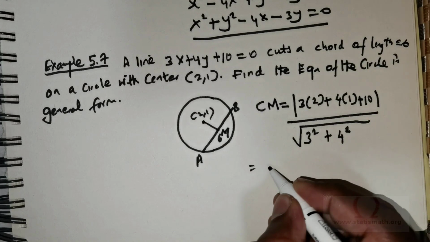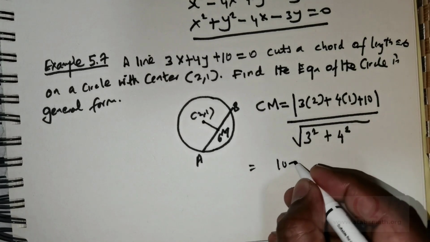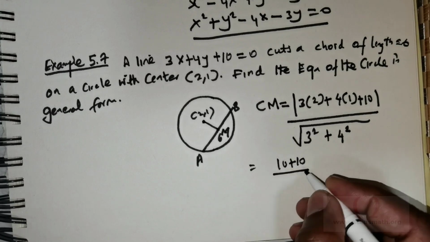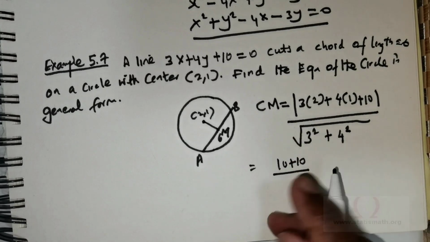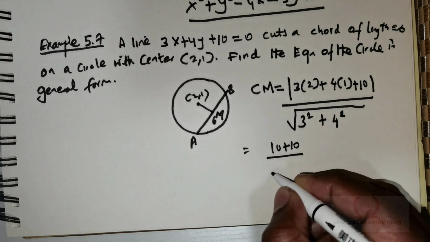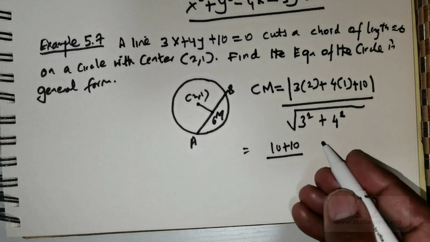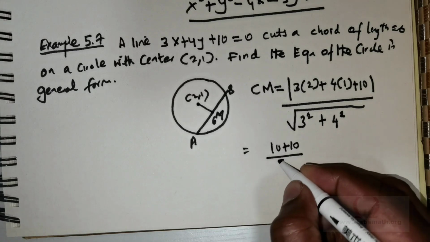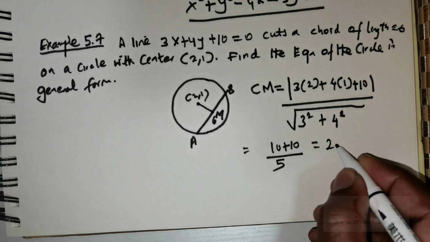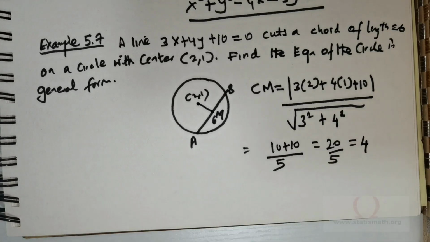So 3 times 2 is 6, 6 added with 4 is 10, plus 10 is 20. There's no need for the modulus sign because it's positive. Divided by the root of 3 squared, which is 9, plus 16, which is 25. The root of 25 is 5. So we have 20 over 5, which is equal to 4. This is the length of CM.